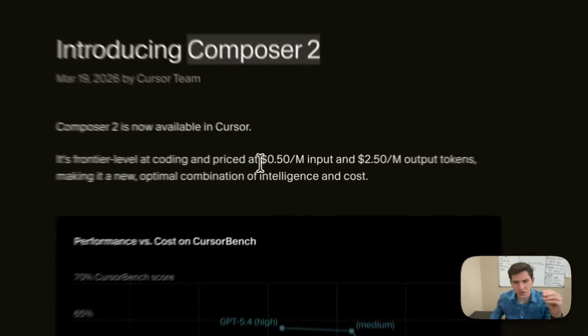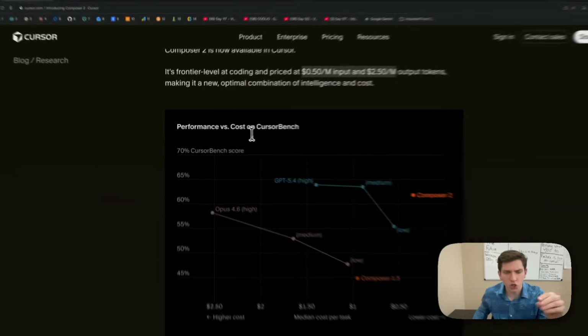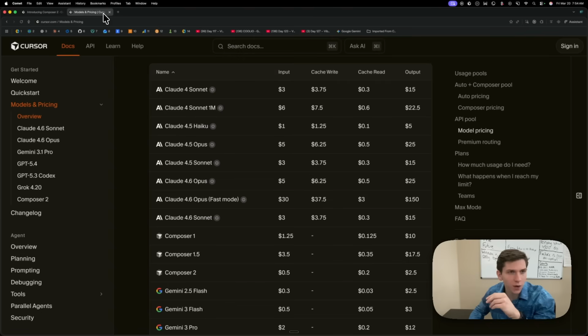So first of all, the pricing. 50 cents per million on the input, $2.50 per million on the output. Here's the chart that they get. I don't like the charts that they provide because sometimes there's a little bit of chart engineering, if you guys know what I'm talking about. But first things first, the pricing. I want to show you guys one thing.